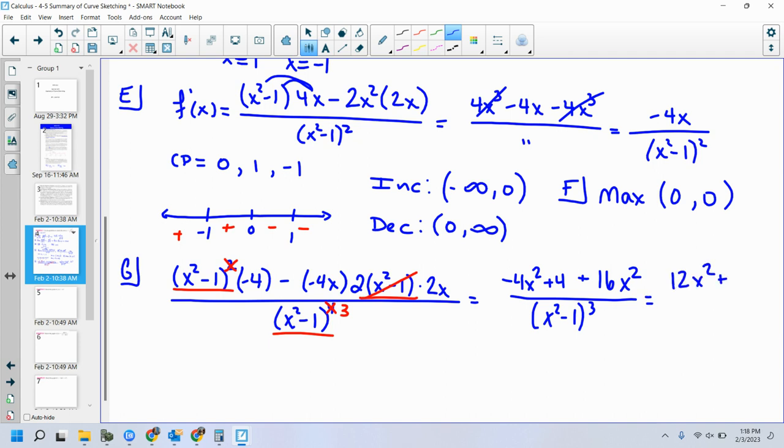Now, reduce the top. 12x squared plus 4 over x squared minus 1 cubed. So there's f double prime. The critical points of that are where the inflection points could be.